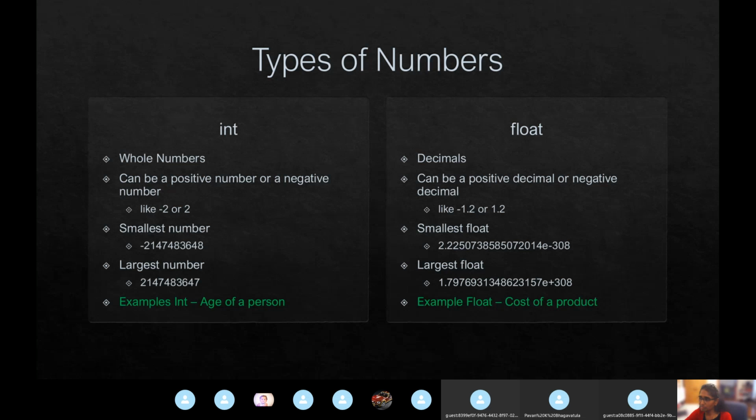And for float, the smallest number is to the decimal place of 308 decimal places, and the largest is 308 zeros afterwards. Anyways, we will not be reading these many big numbers, but I've given you an example here, for you to know the biggest and smallest number you can save in the variables int and float. An example of float is the cost of a product, right? A pizza could cost $5.99, so it's 5.99. Any questions on the int and float?